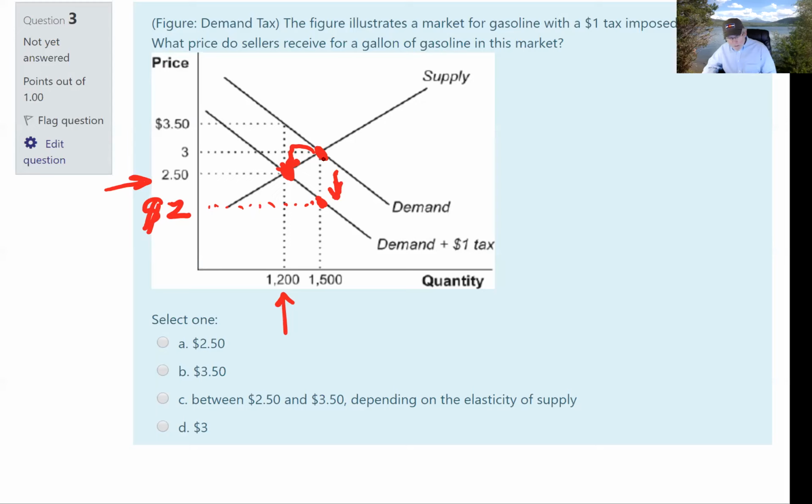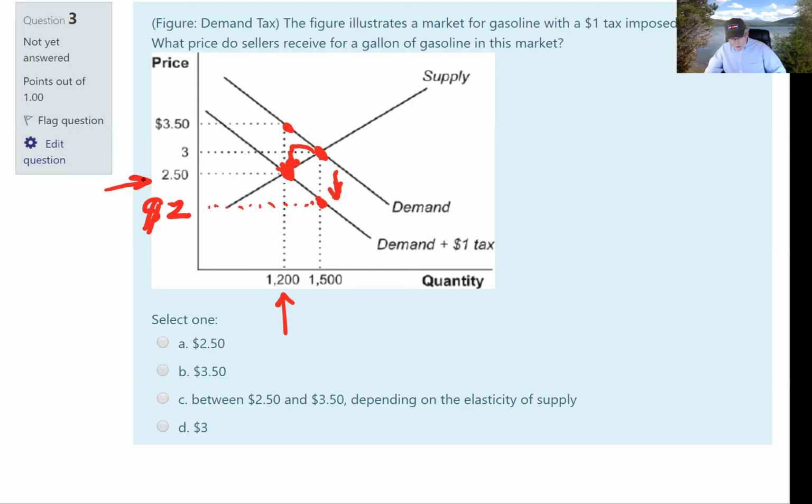The equilibrium was here. Before the tax, the buyers were paying $3 and the sellers were receiving $3. After the tax, the buyers are going to pay $2.50, and the producers are going to receive $2.50. Actually, I'm sorry, the buyers are going to be paying $3.50, but the producers are only going to get to keep $2.50.